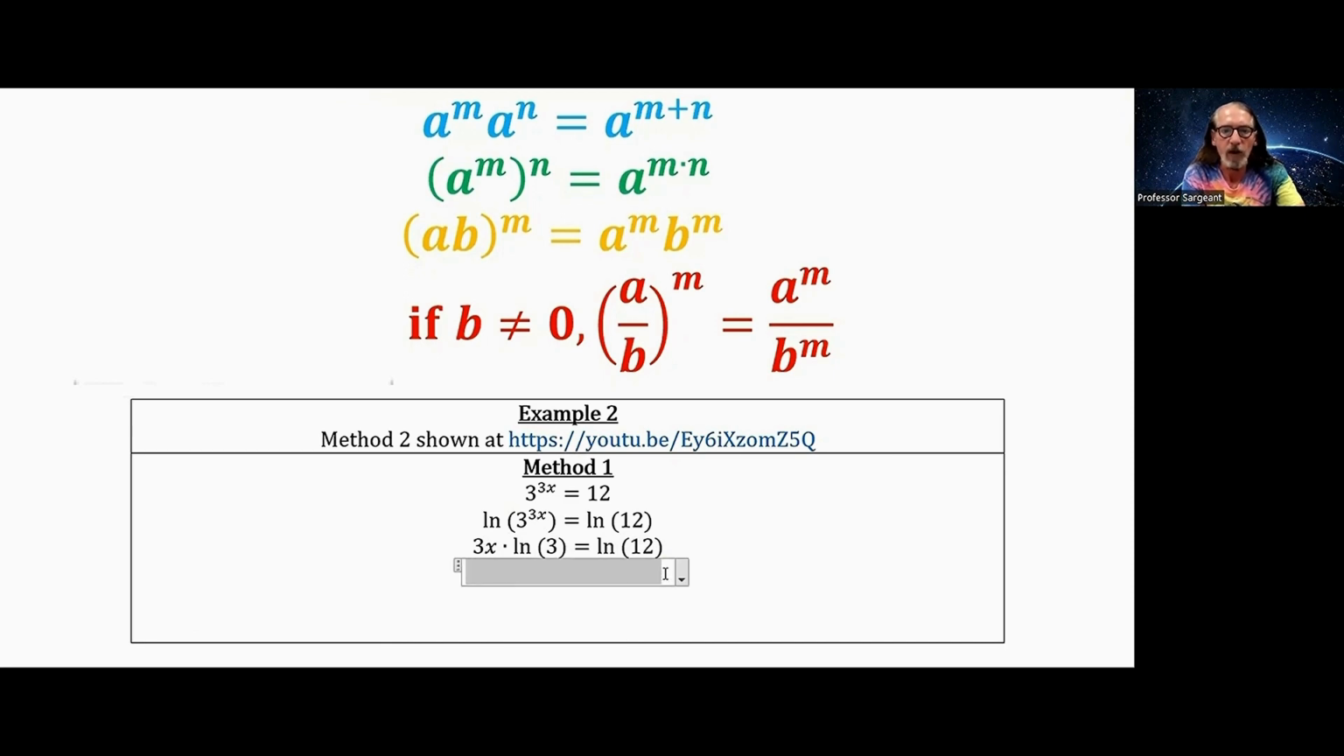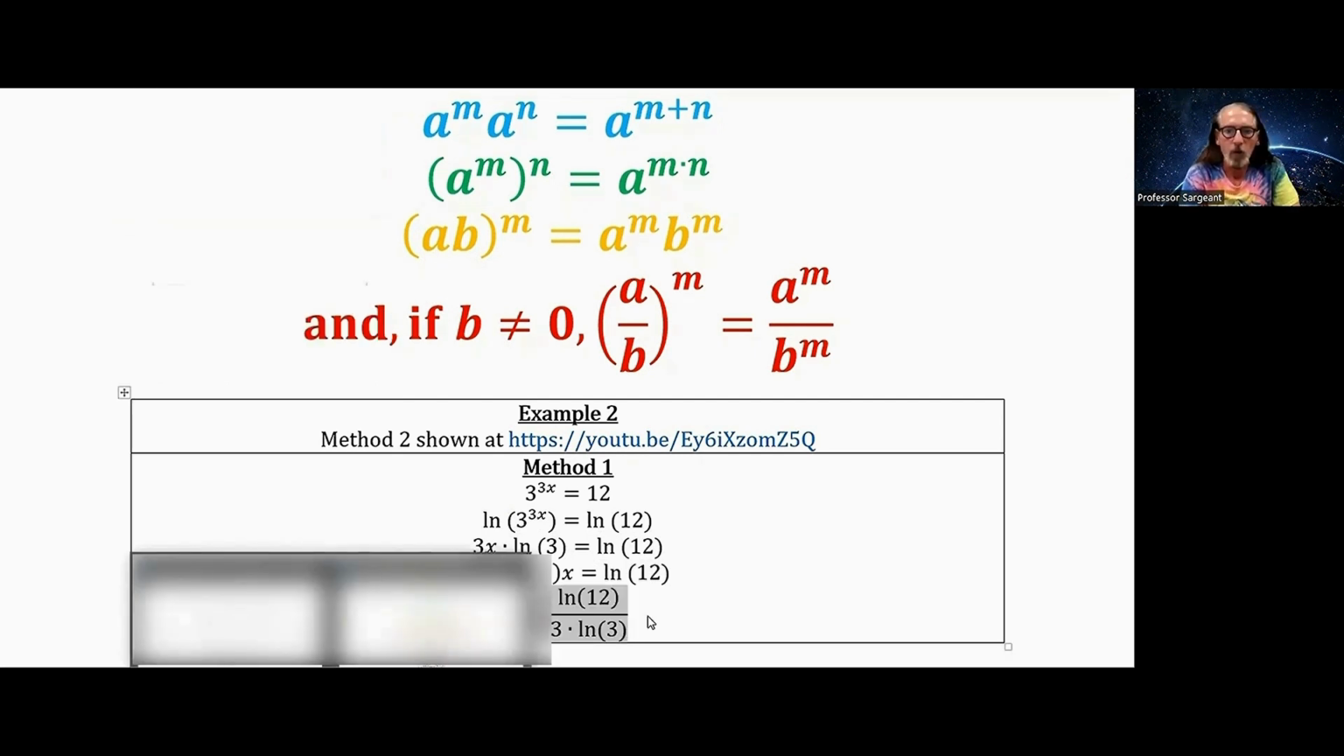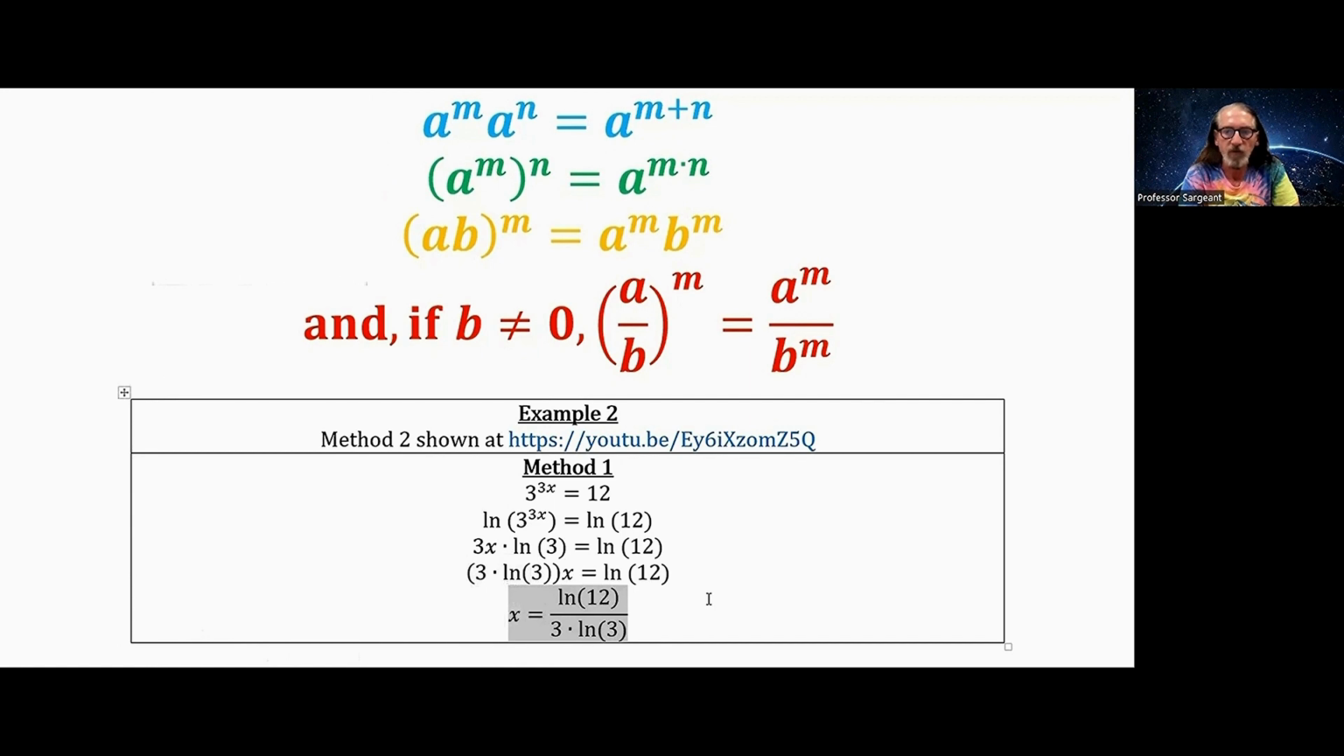And we will then, after that, divide by that coefficient so that we get that the solution for x is the natural log of 12 all over all of 3 times natural log of 3. All of 3 times natural log of 3 is in the denominator.